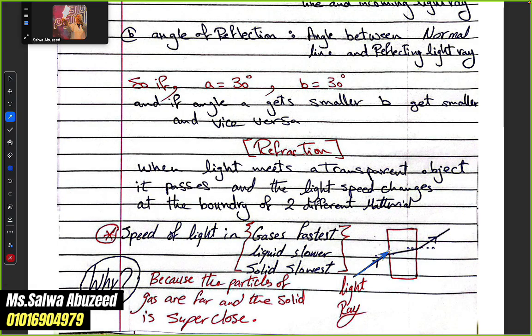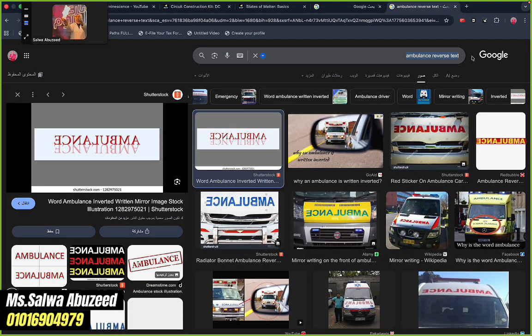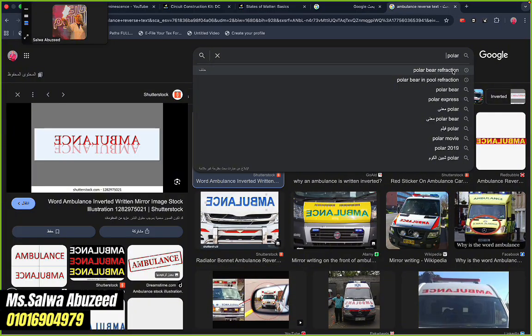Like over here, you see you are entering and then suddenly you broke. Why? Because you entered a different boundary. You entered a different state, which caused you to break. So I say the speed of light is the fastest in the gas, slower in the liquid, and the slowest in the solid because the particles are very close to each other. So refraction happens when light passes through different types of material, two different boundaries, two different states of matter. And it could cause this amazing illusion. I want to show you this illusion. I love it so much, which is the polar bear refraction.